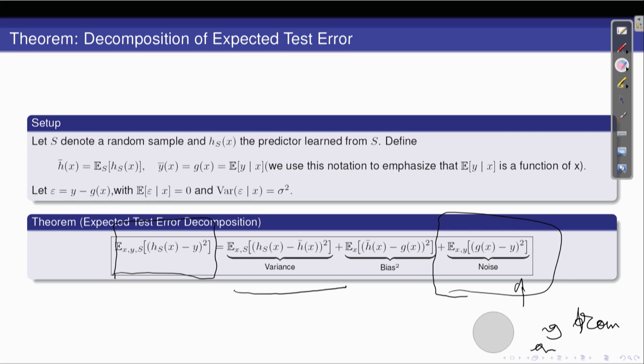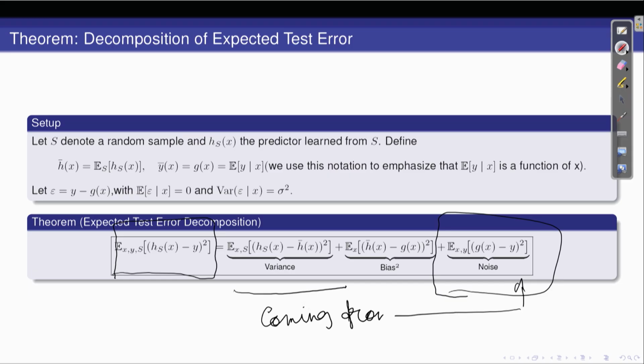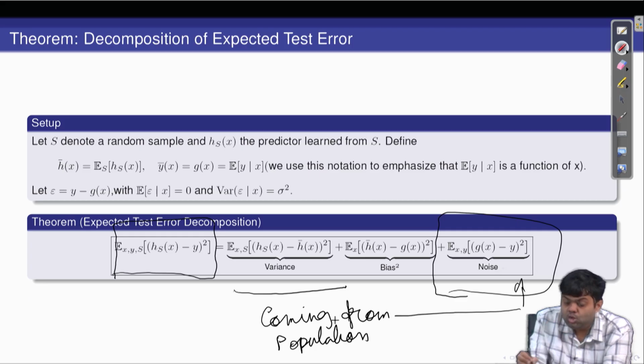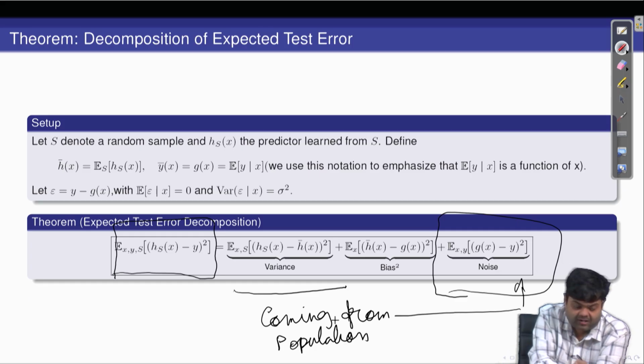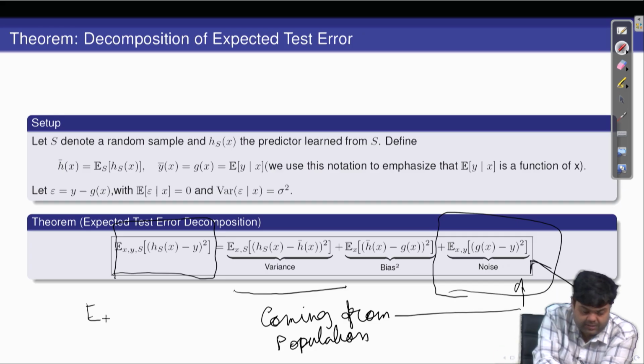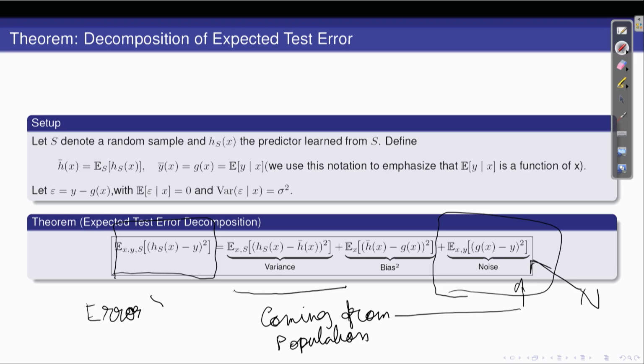This is coming from the population. Now, no algorithm can beat this one. Call this noise N. The error is greater than or equal to N always. On an average, you potentially cannot be better than this one.